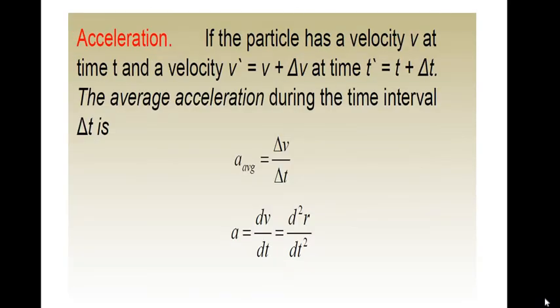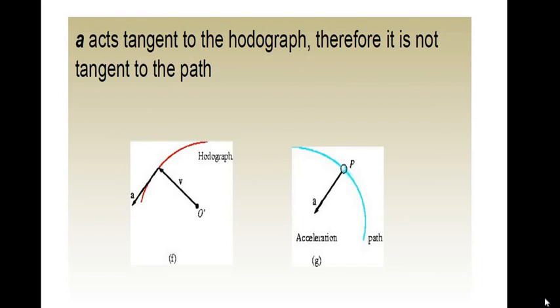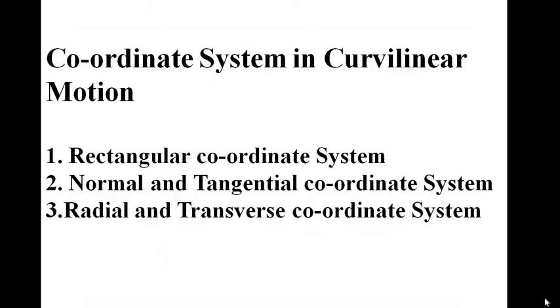Acceleration. If a particle has a velocity v at a time t and a velocity v dash is equal to v plus del v at time t dash is equal to t plus del t, the average acceleration during the time interval del t is average acceleration is equal to del v upon del t. So a acts tangent to the hodograph, therefore it is not tangent to the path.